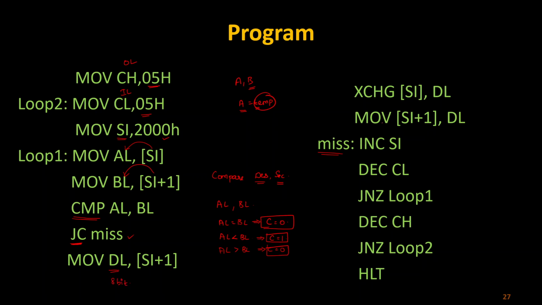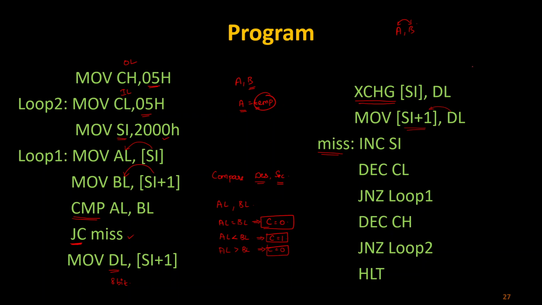After that, I am using an exchange instruction. What is the purpose of this instruction? If you have A and B, it will swap the values in A and B. So after exchanging, I can move this temporary variable from DL to this specific memory location. So this is just for swapping those elements of A and B, in specific, in the memory locations of SI and SI plus 1.